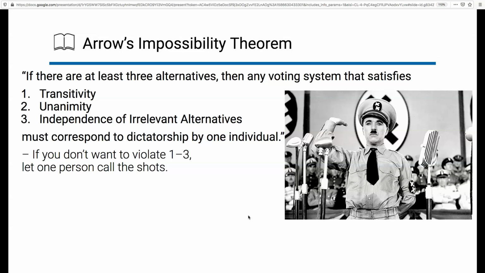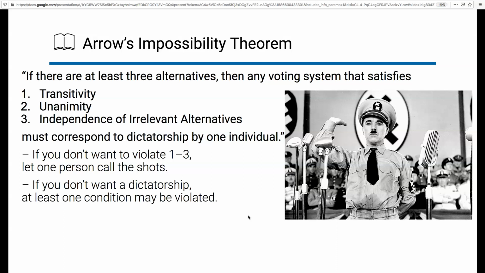So, for instance, in our class of 18 students, there are 18 possible group rankings based off each individual in the class. But basically, if you want 1 through 3 to hold, just make the group ranking match one person's ranking from the set of agents. If you don't do that, then sometimes something can be violated. In the second alternative, if you don't want a dictatorship, at least one of the conditions may be violated, and so you need to think about what you are willing to sacrifice.